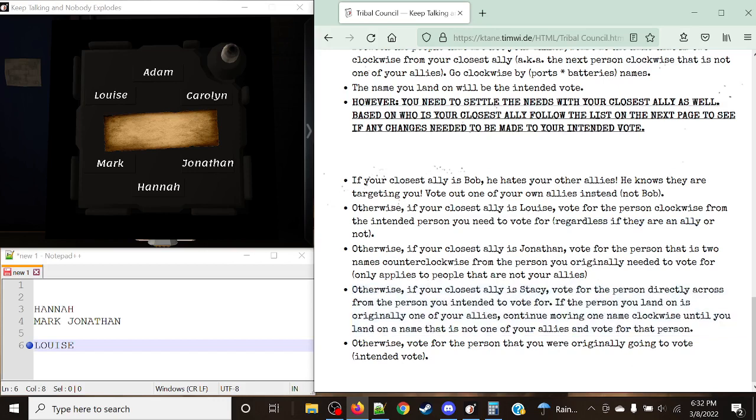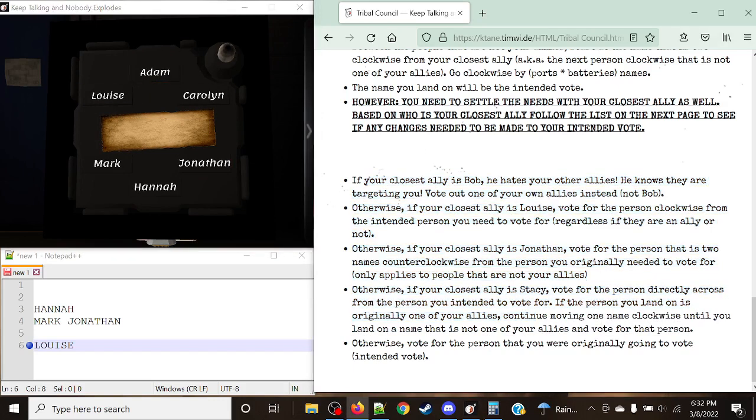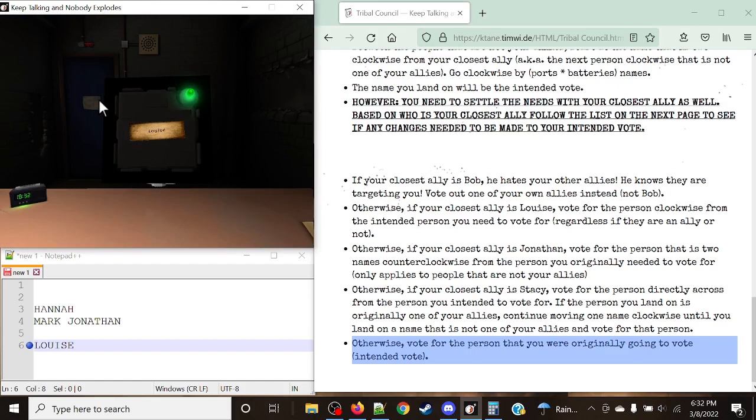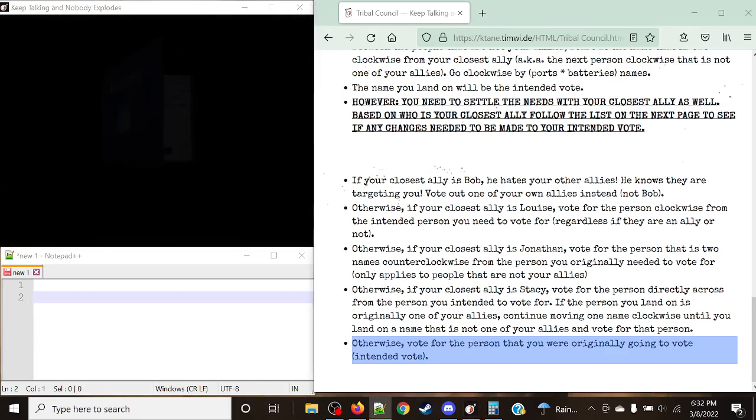However, we don't have any of these characters present. We don't have any of these guys actually even present. Well, there was one present on the module. However, none of these rules apply. And we're simply going to be voting for the person that you're originally going to vote for, our intended vote. So let's vote for Luis. And just like that is a solved module. The name appears on the actual parchment paper, or whatever paper it is.